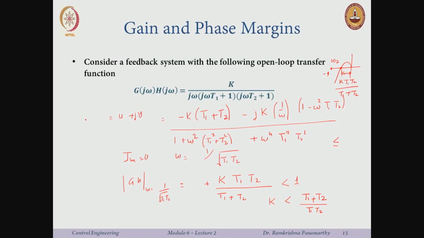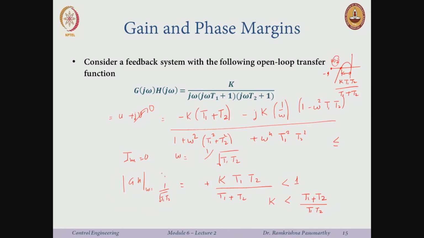Okay. See, it's quite straightforward. I want to compute for what values of gain k the closed loop system is stable, so I just use this criterion. How far is this point from the point minus 1 plus j0? How do I compute this? I just put the imaginary part to 0 and compute the frequency. This frequency is omega 2, what we call the phase crossover frequency.